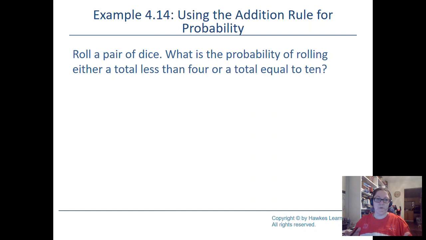Okay, so let's go back to rolling a die. So what's the probability? We're going to roll a pair of dice, so 2 dice. And again, we're just going to assume this is a 6-sided die. Unless otherwise noted, it's a 6-sided die. What is the probability of rolling either a total less than 4? Okay, again, keywords, always look for these keywords. They're really important to follow. So what is the probability of rolling either a total less than 4 or a total equal to 10?